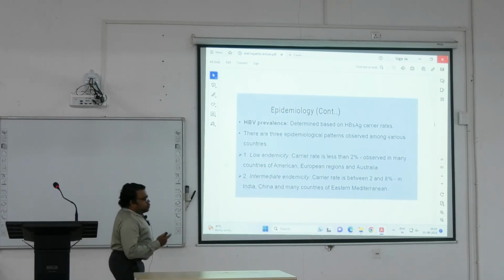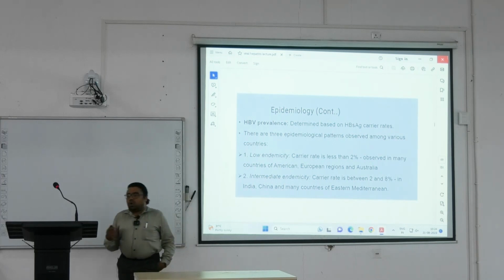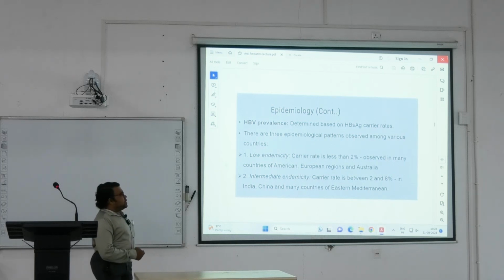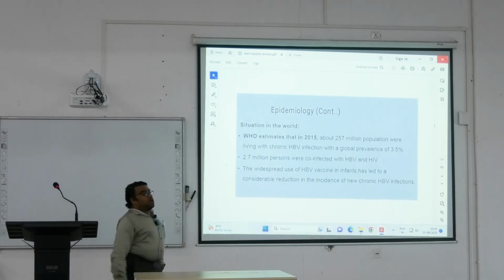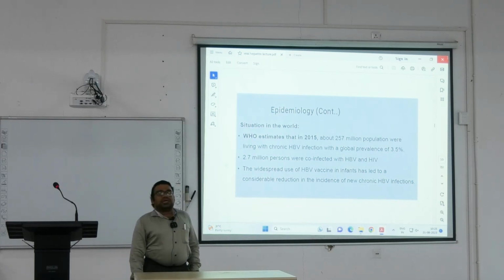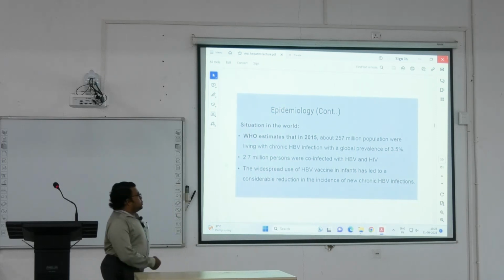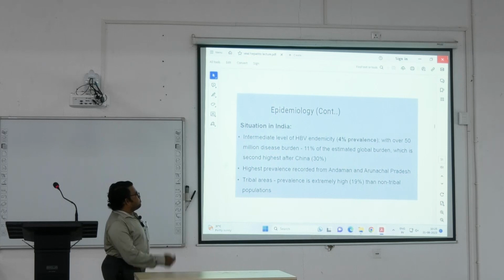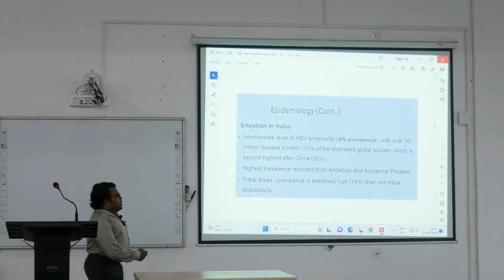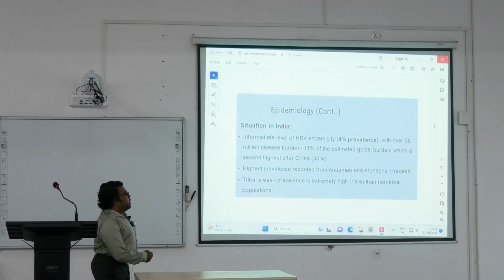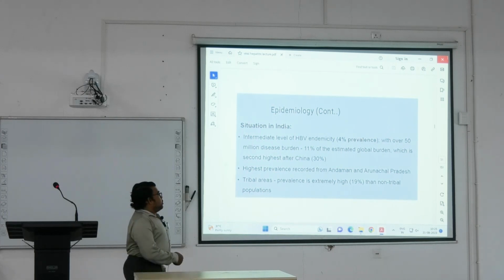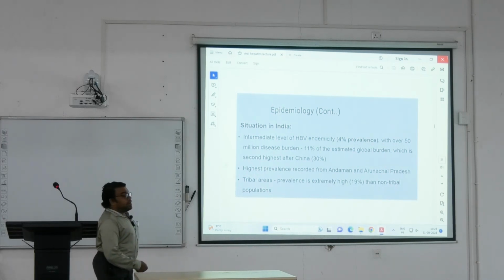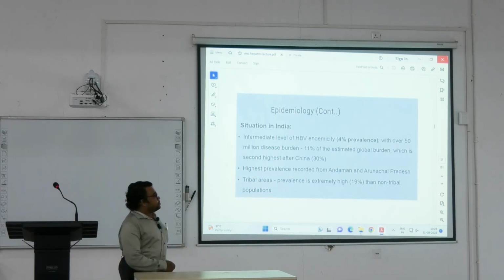All geographical areas are divided into two types, low endemicity or high endemicity, based on the number of cases. That is, a carrier rate of less than 2% is considered to be low endemicity, whereas higher than 2% is considered to be intermediate endemicity. Now, WHO estimates about 2.7 million people who are infected with hepatitis B and HIV both. And in India, the prevalence is about 4 to 4%, and the disease burden is about 11%. That is 50 million disease cases. It is more common in states like Andaman, Arunachal Pradesh, and more commonly seen in the tribal population.